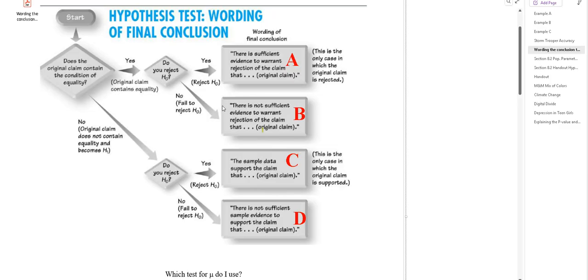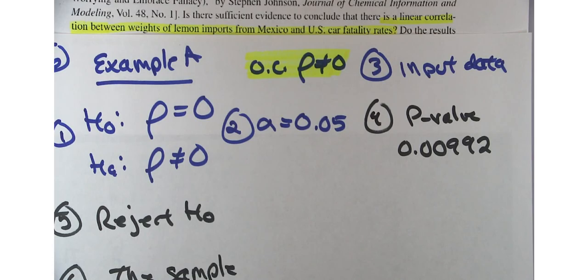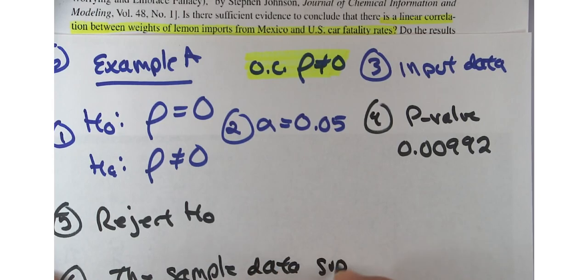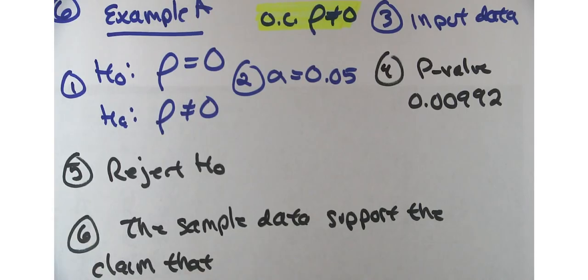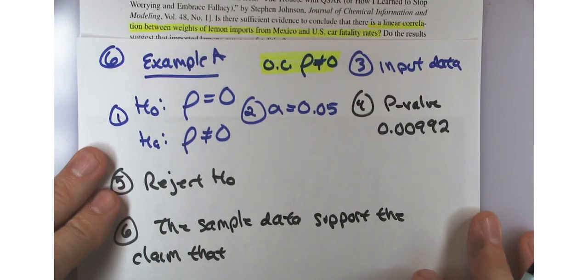So the original claim does not contain the possibility of equality, so that brings us down this branch, and we rejected the null hypothesis, so that brings us over here. The sample data support the claim that. So let's start out by writing: the sample data support the claim that. And now the stuff that follows is going to come from the problem itself.